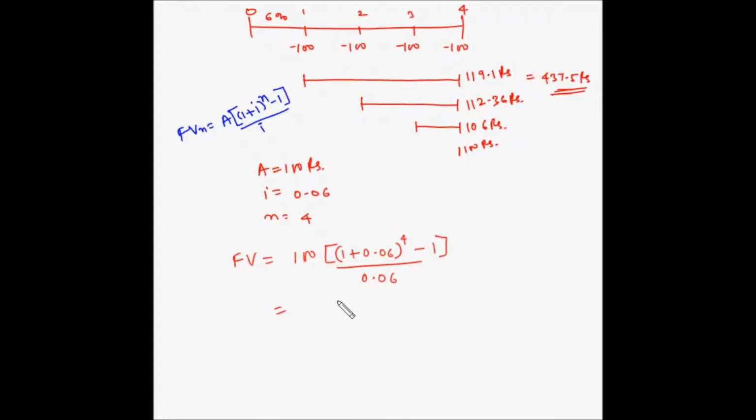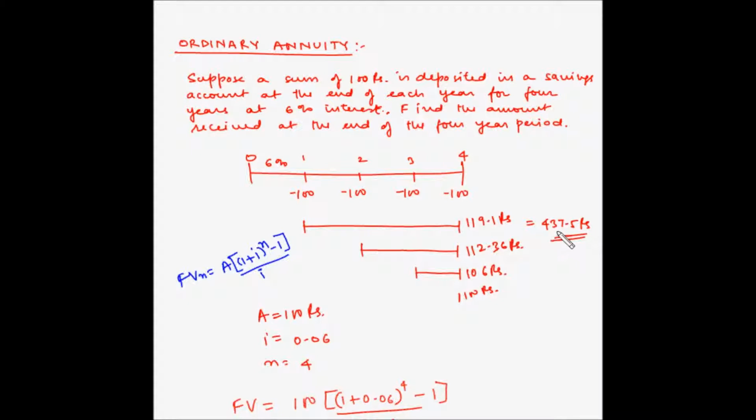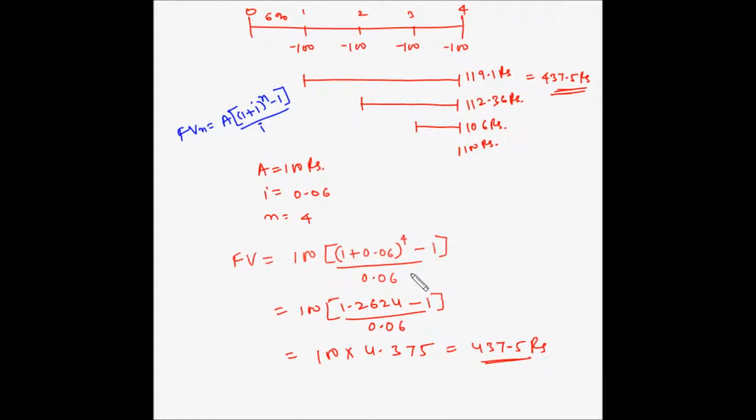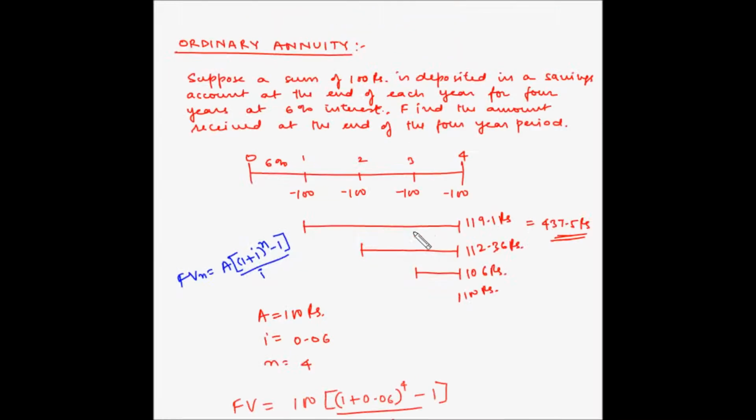So this is equal to 100 into 1.2624 minus 1 divided by 0.06. So this is equal to 100 into 4.375, which is equal to 437.5 rupees. So this is the same as what we had gotten earlier, 437.5 rupees. So this is the formula to use when we have to find the future value of an ordinary annuity.